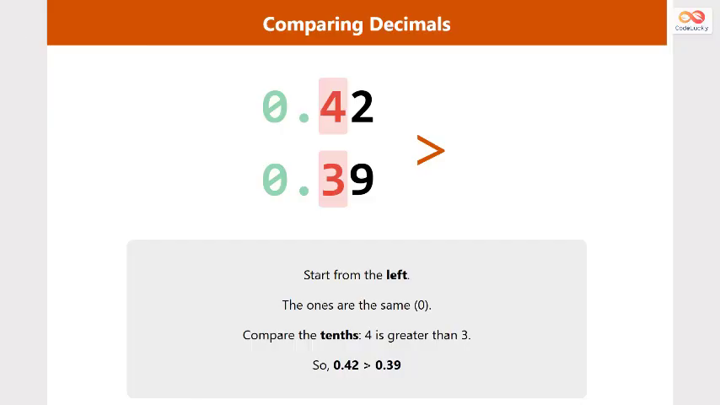When you need to compare two decimals to see which is larger, always start from the left. First, compare the whole numbers. If they are the same, move to the tenths. In this example, 0.42 is greater than 0.39 because 4 tenths is larger than 3 tenths. You compare place by place until you find a difference.